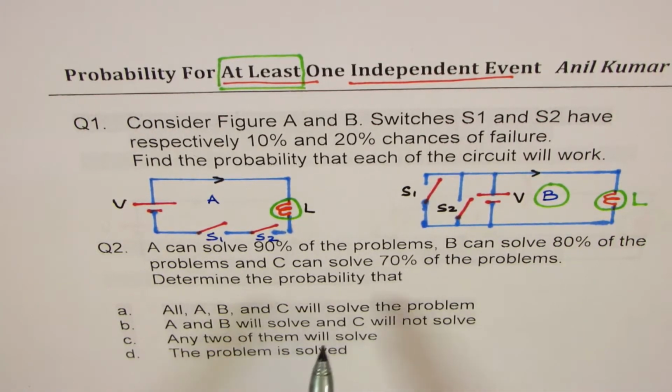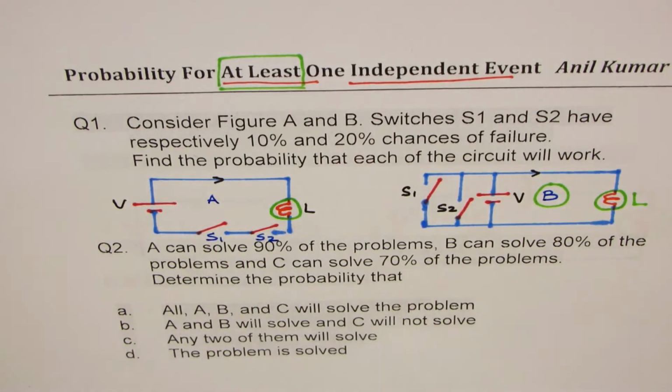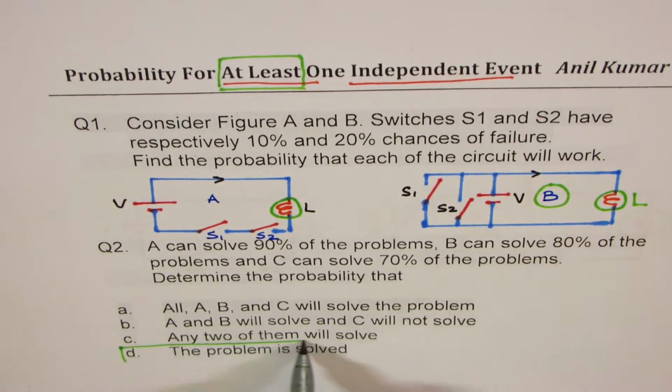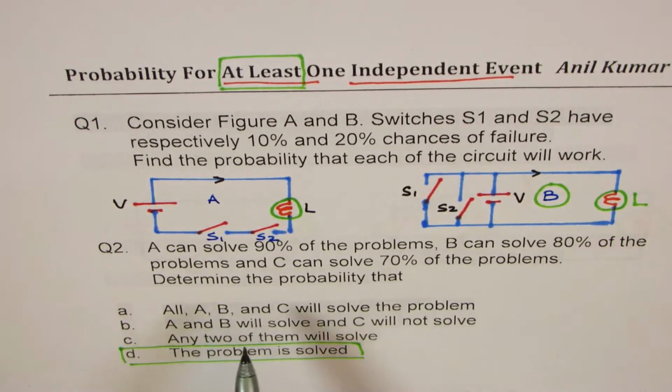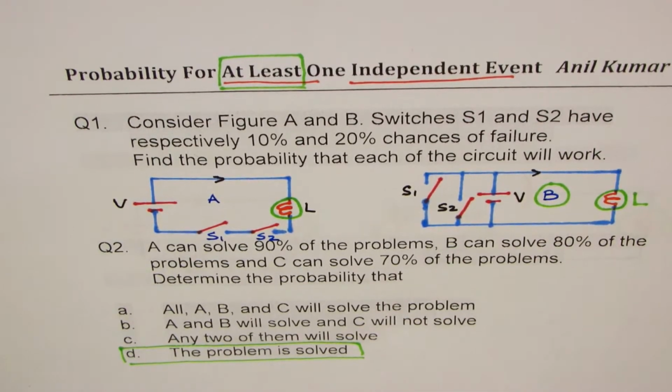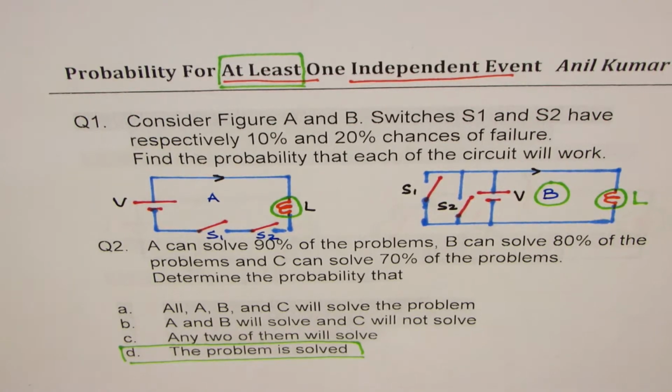Now, can you tell me which one of these relates to at least one should solve the problem? At least one. So that is option D, right? So when we talk about the problem is solved, then any one of them can solve the problem. It will be solved. So that is an at least one case. So at times in our questions, we will find that at least one is not explicitly mentioned, but it is hidden, as we have in these two questions. Correct? So I hope that makes sense.